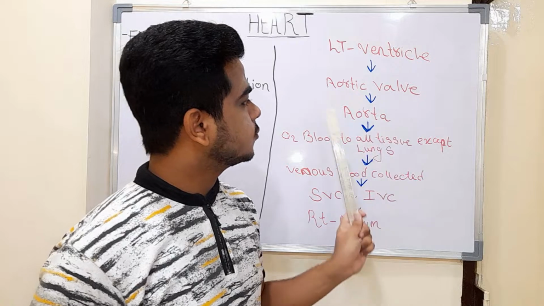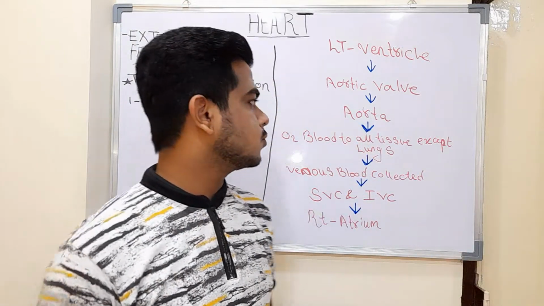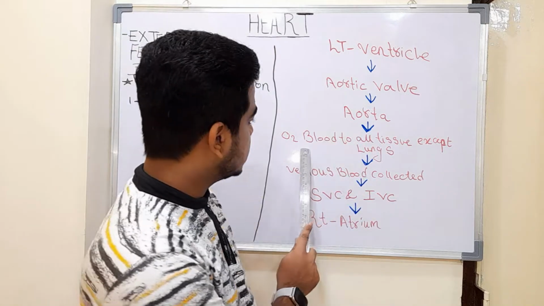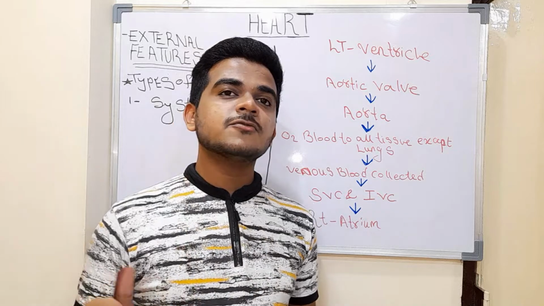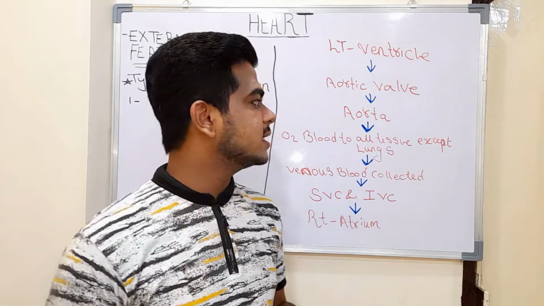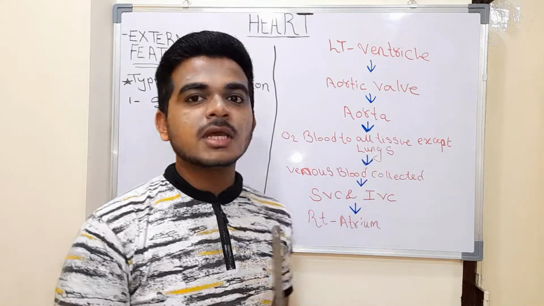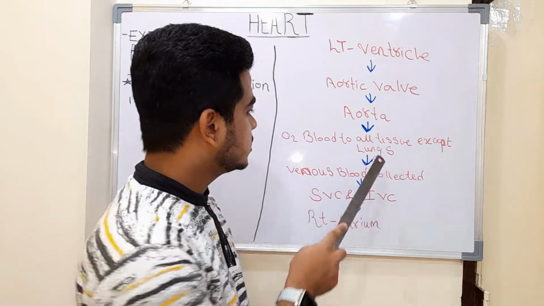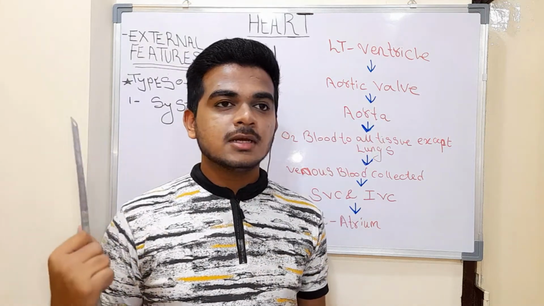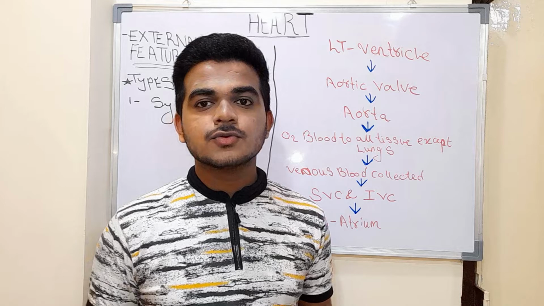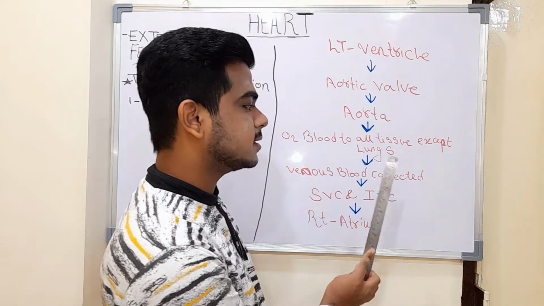From the aorta there are aortic branches. From the aorta, oxygenated blood goes to all tissues. Different parts of the body get oxygenated blood, except the lungs. Then venous blood is collected. Once the oxygenated blood has been given to all tissues, the deoxygenated venous blood is collected.